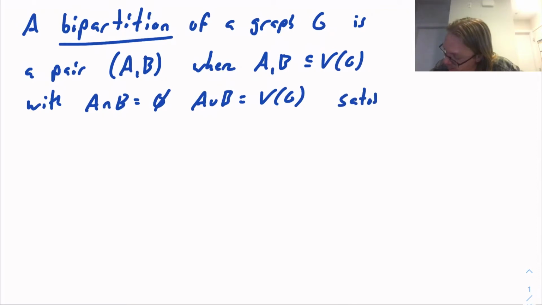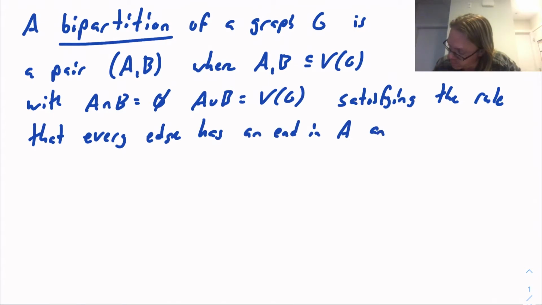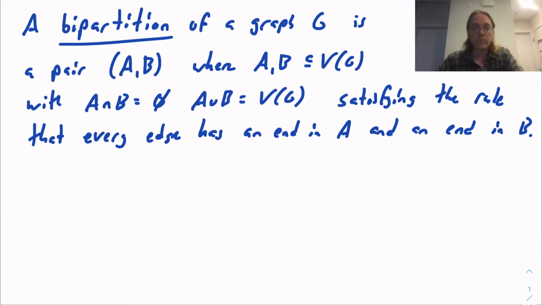So satisfying the rule that every edge has an end in A and an end in B. Not every graph has a bipartition, but if your graph G does have a bipartition, then we call it bipartite.